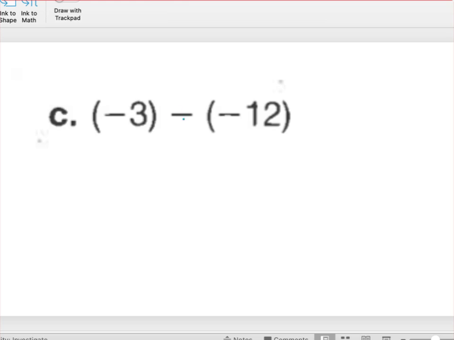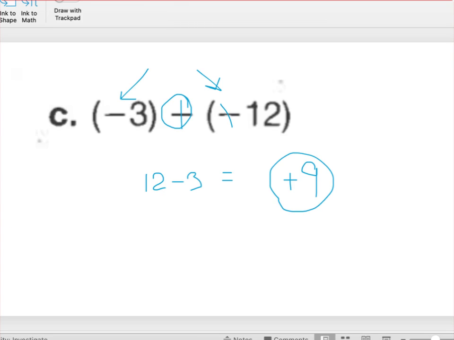Okay, negative 3 minus a negative 12. Subtraction is addition of the opposite. So now negative 3 plus, we're adding a negative and a positive. That's opposite sign, subtract. 12 minus 3 is 9. But then we have to say which one has the greater pull, the negative 3 or the positive 12. The positive 12 pulls farther to the positive side. So the answer is going to be a positive 12. We take the sign of the big guy.